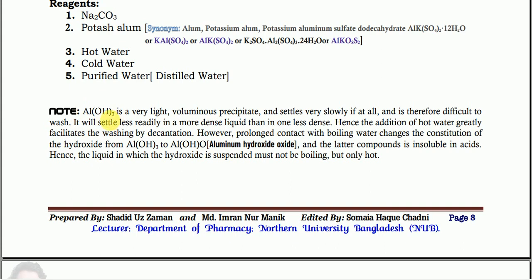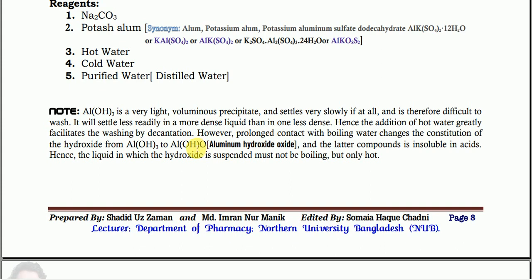But there is a problem with the hot water. If aluminum hydroxide gel remains in contact with the hot water for a longer period of time, or if we use very hot boiling water, then aluminum hydroxide is converted into aluminum oxide hydroxide. This aluminum oxide hydroxide is soluble in acid, and our yield value will be very low. We will lose our intended aluminum hydroxide gel, since the aluminum hydroxide will convert into aluminum oxide hydroxide.